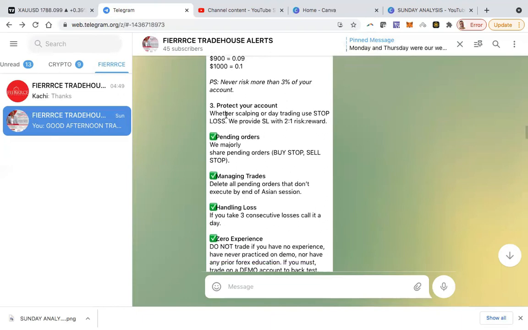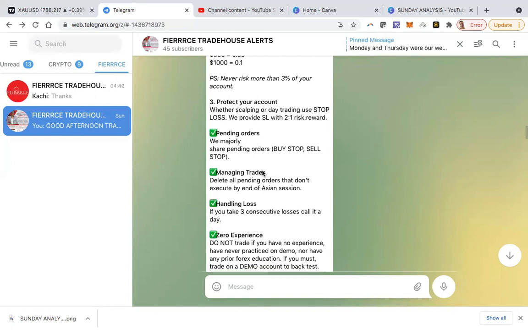So I say protect your stop loss. I usually give a risk to reward of a minimum of 2:1. Okay, so for every $10 you're risking, your reward that you're anticipating is like $20. Then pending orders. This is what I majorly share: buy stop, sell stop, as well as buy limit and sell limit. I explained in the previous videos how to take that.